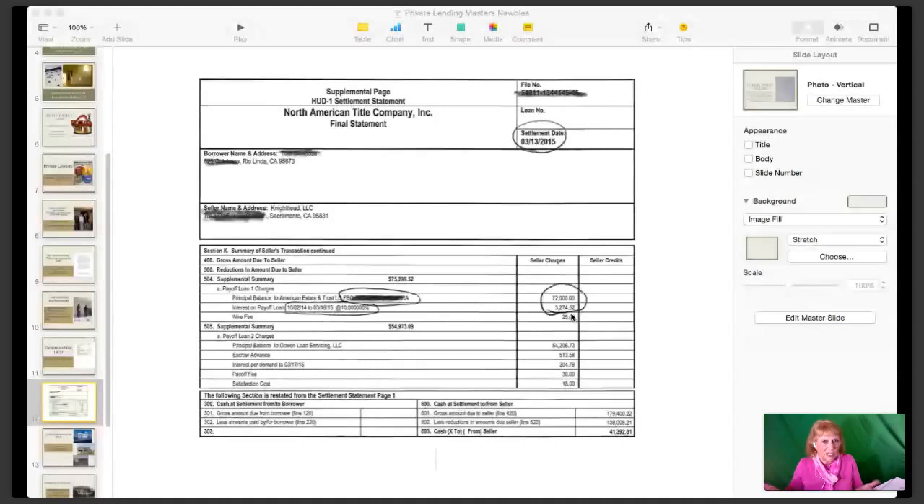You just see an increase in your account. All right, let me just move on from there.